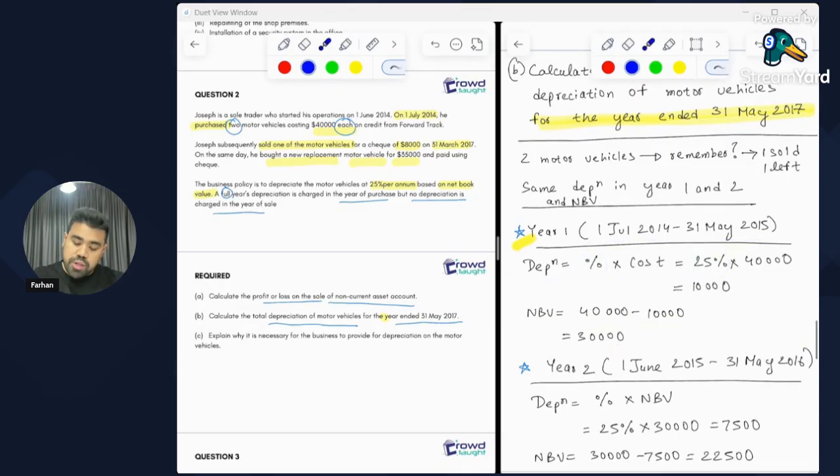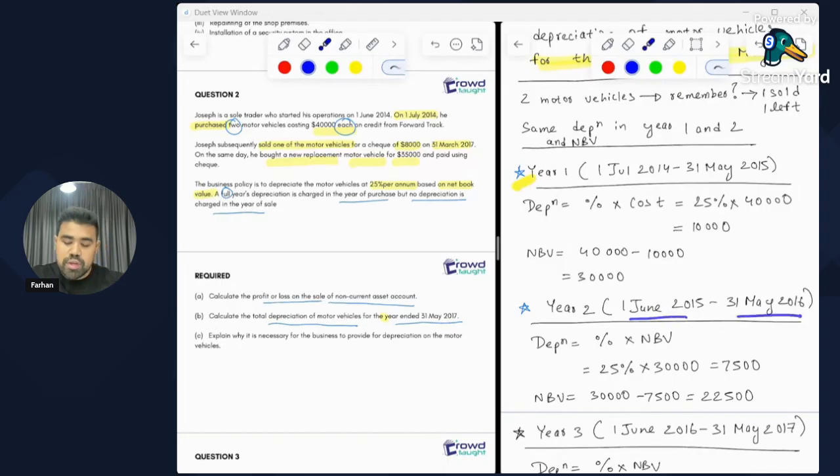Moving on to year two. So year two would start on 1 June 2015 and end on 31 May 2016. And because we're using the reducing balance method, which the question explicitly mentions to depreciate at the net book value, so we are multiplying the given percentage with the net book value. So we are multiplying 25% with the net book value of $30,000, which we had at 31 May 2015 or at the end of year one. And that leaves us with a depreciation of $7,500. This means the net book value at end of year two or at 31 May 2016 is the net book value that we had at end of year one, which was 30,000, minus the additional depreciation of 7,500, which we had derived for year two, and that leaves us with a net book value of 22,500.